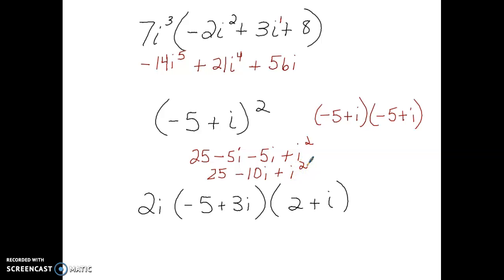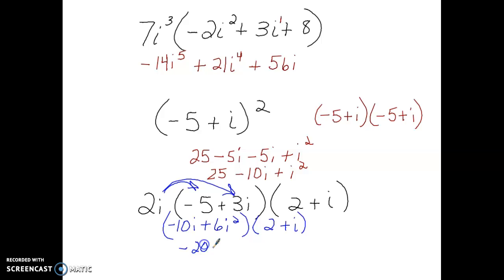My last example, I'm multiplying three things together. I could do my FOIL method first, or I could distribute first. It doesn't matter. I'm going to go ahead and distribute first. I'm going to multiply my 2i into the first set of parentheses. Now I have that new expression, and I need to multiply it to the 2 plus i. So I'm going to use the FOIL method.